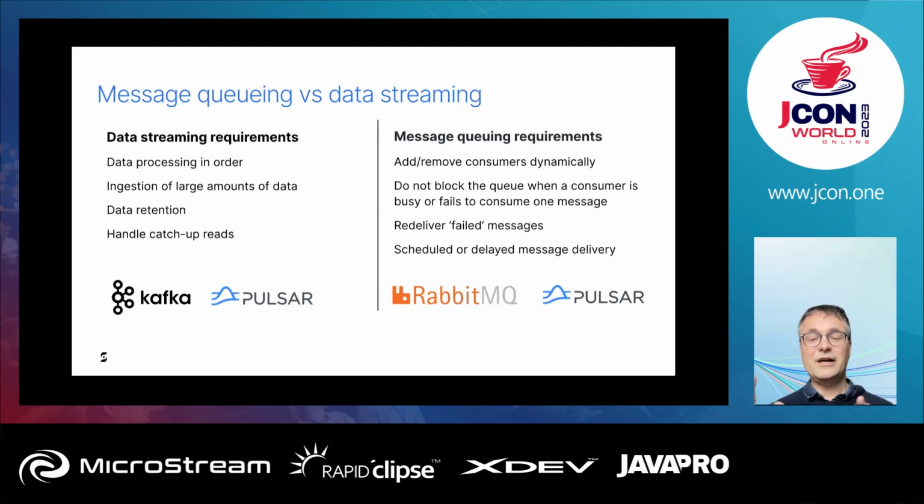In the message queuing world, you have different requirements. You need to add or remove consumers dynamically to adjust to workload changes. You don't want to block the queue when a consumer is busy or fails to consume one message. You expect to be able to redeliver failed messages later and also be able to schedule or delay message delivery. So RabbitMQ does that pretty well. And what is great with Pulsar is that Pulsar has all of these features. Pulsar implements the features on the left and also the features on the right. So it can process large data streams, just like Kafka, but it also provides message broker features, like RabbitMQ, for example.